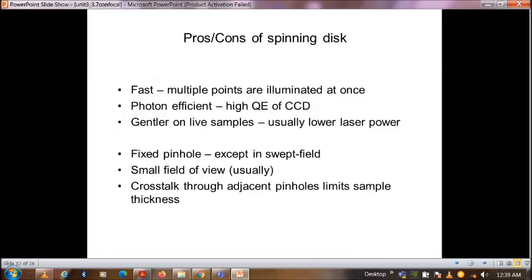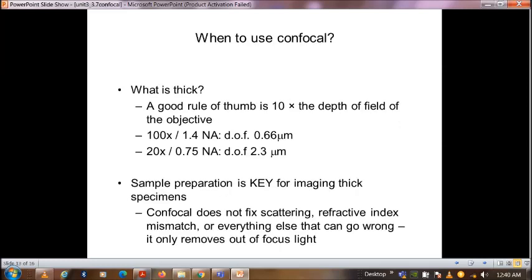The pros and cons of spinning disc: it is fast, and multiple points are illuminated at once. These are the pros. It is photo efficient, high quality, gentler on live samples, usually with low laser power. The cons are a fixed pinhole except in swept field, a small field of view usually occurs, and crosstalk through adjacent pinholes limits the sample thickness. So these are the disadvantages.